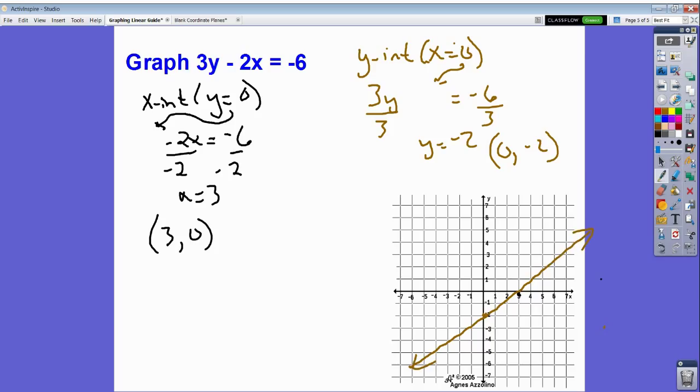Bam. So I hope this video helped. Remember, if it's in standard form, just find the x-intercept and the y-intercept real quick. And then plot those points. Take a straight edge, draw a line through it. It's that simple. I really hope this video helped.